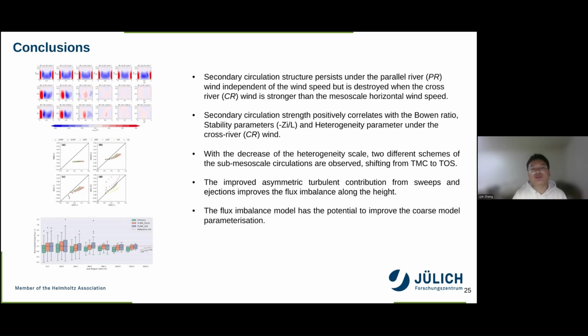Then when you expand the heterogeneities to two dimensions, we found that with the decrease of the heterogeneity scales, two different regimes of the submesoscale circulations are observed, shifting from the thermally induced mesoscale circulations to the turbulent organized structure. Then asymmetric turbulent contributions from the sweeps and from the ejections affect the flux imbalance along the height. Last but not least, the flux imbalance prediction model has the potential to improve the model performance. Thanks.